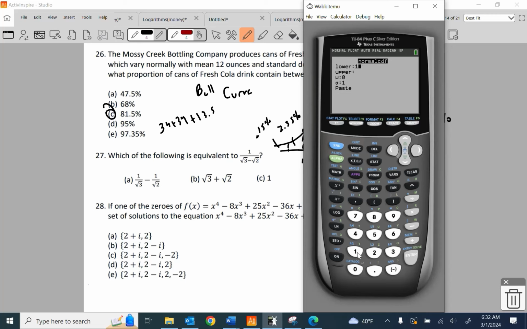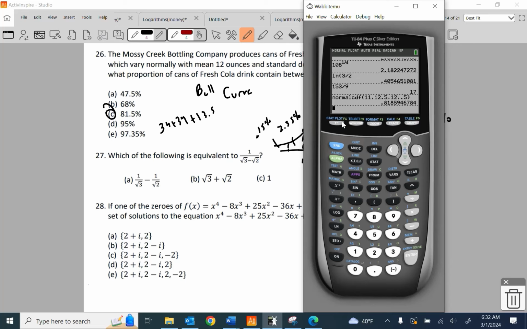The lower bound on this one was 11. The upper boundary was 12.5. The mean was 12. The standard deviation was 0.5. And here we go. 0.819. So there you go.